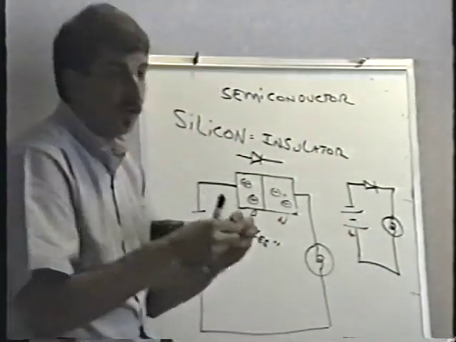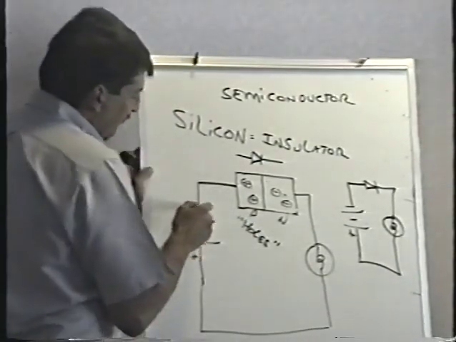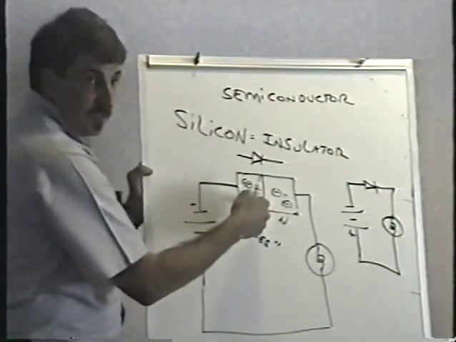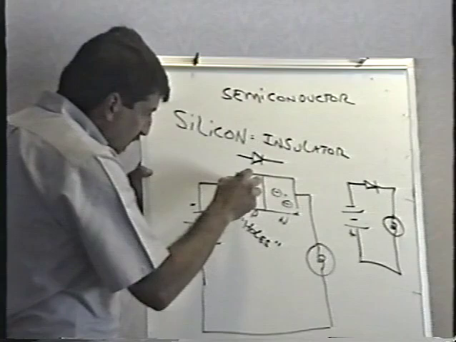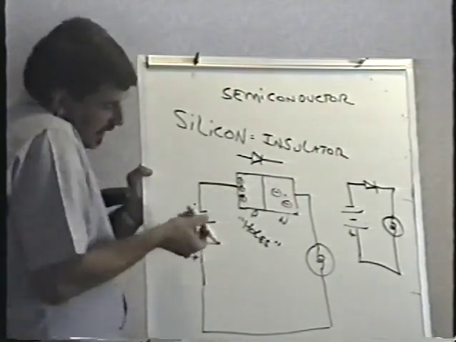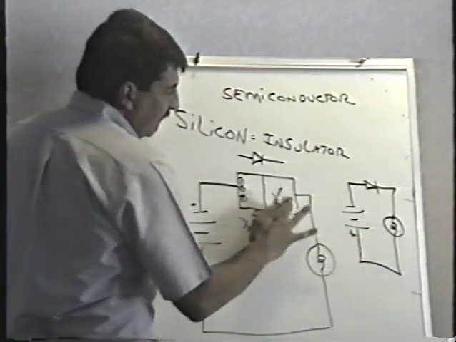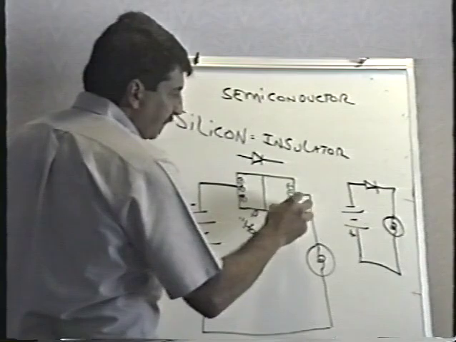Remember, opposite charges attract each other. Here's the negative side of the battery connected to the positive charges. It's going to suck them this way, isn't it? Away from the PN junction. Positive, positive, away from the PN junction. Here's the positive side of the battery connected to the electrons. Same thing, it's going to suck them away from the PN junction.